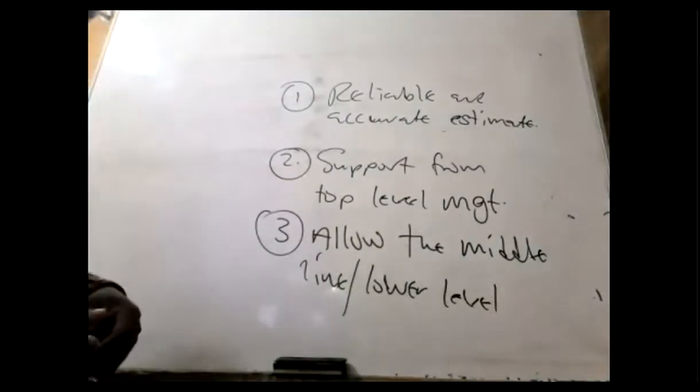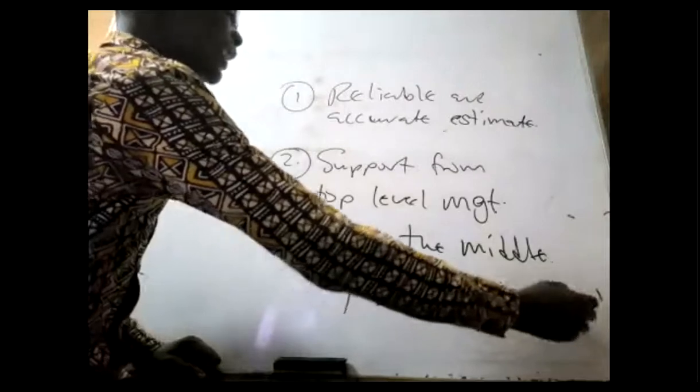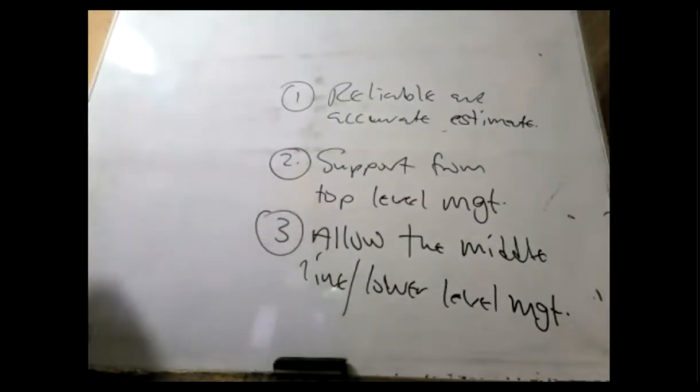Allow the lower level management to partake in the budgeting process. That's all. Allow them to partake, because if they are involved in the decision-making process, they respect it more than if a budget is imposed on them from somewhere else. Then you don't respect it; it becomes their budget, meanwhile it is for the entire organization. If you are part of it, you will support it with all your strength.